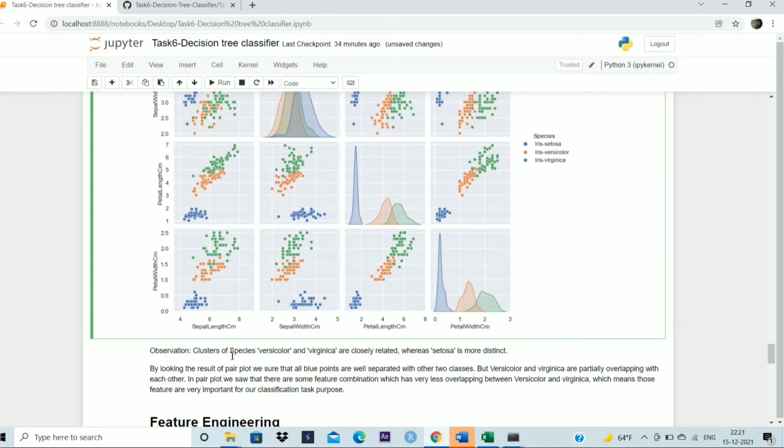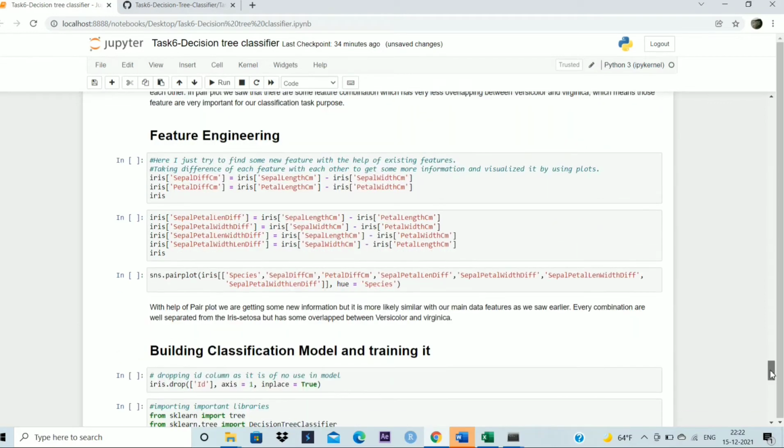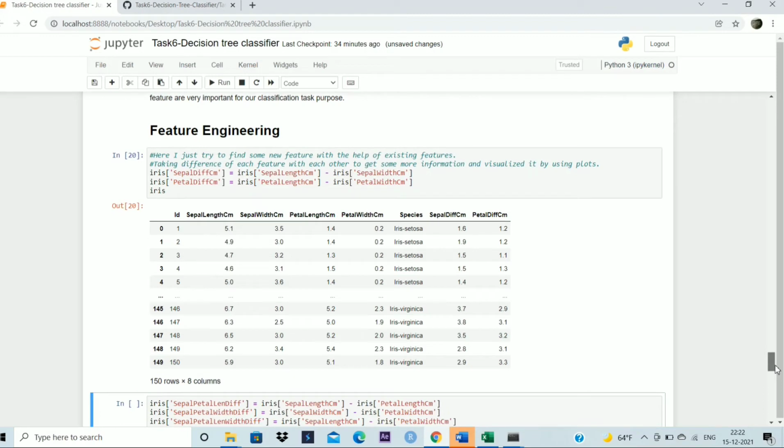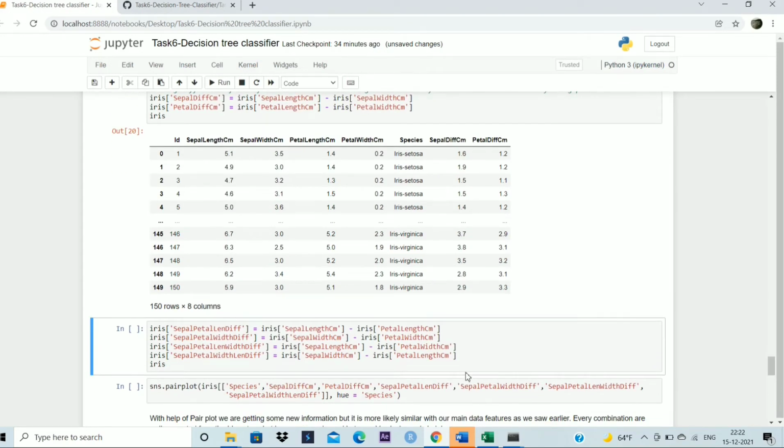So in the pair plot, we saw that there are some feature combinations which have less overlapping between versicolor and virginica, which means those features are very important for our classification task. Next, there is some engineering on the data. So I've taken the difference of the sepal length and sepal width and petal length and petal width and added it as a column in the data.